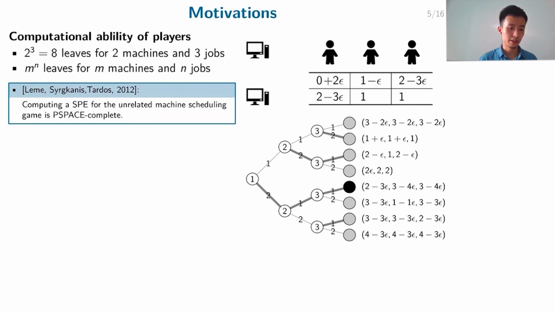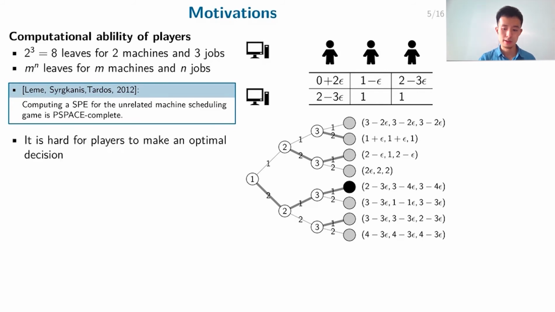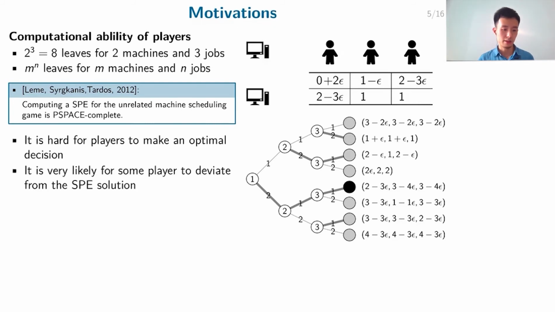Indeed, research shows that computing a subgame perfect equilibrium for the unrelated machine scheduling game is PSPACE-complete. That is almost impossible for a player to do such a complex computation to find an optimal decision. And on the other hand, it is very likely for some player to deviate from the SPE solution.